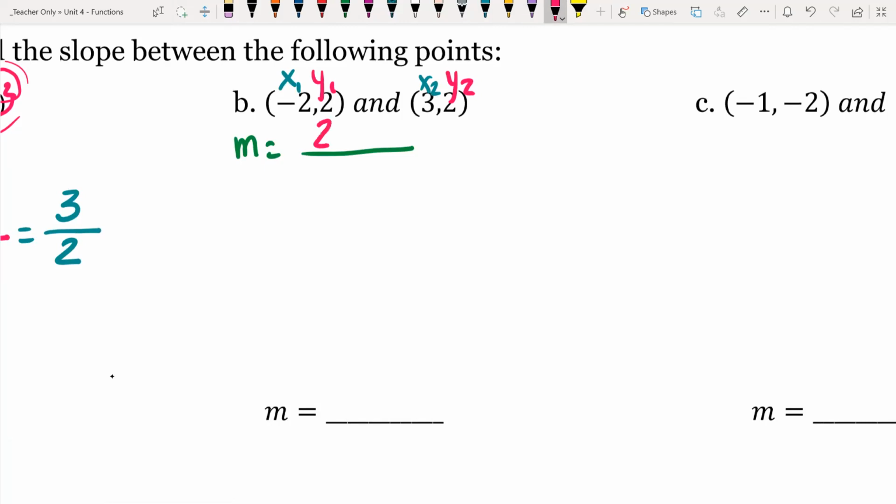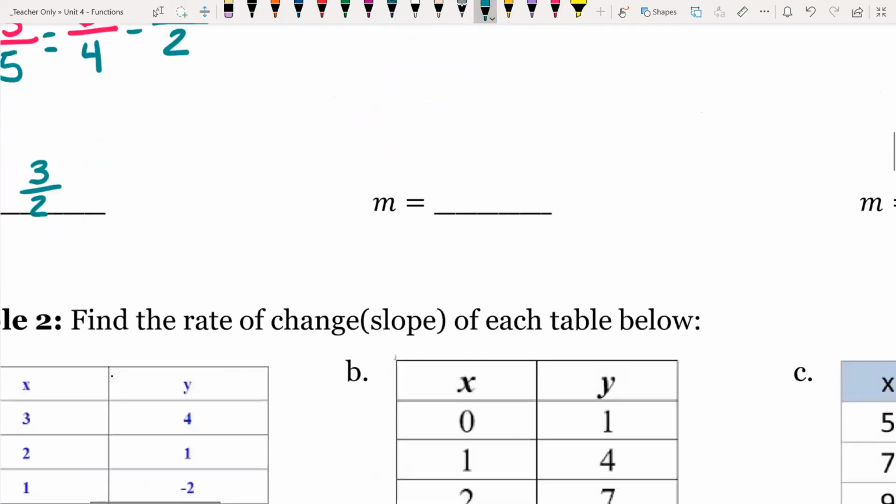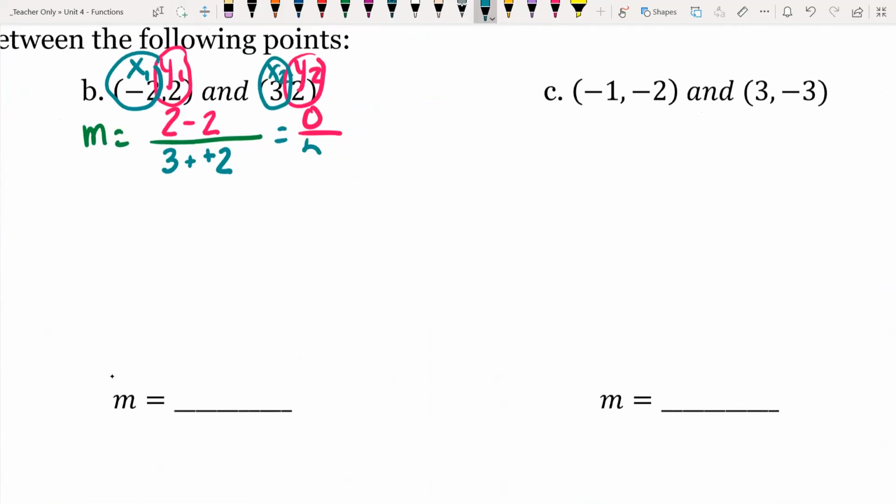So y2 is 2, so we did y2 minus y1, which is 2, and then our x2, which is 3, minus our x1, which is -2. Okay, so 2 minus 2 is 0, but then we have -3 minus -2. We have to do keep, change, change. So 3 plus 2 is going to give us 5. But 0 divided by anything is just 0. So then our slope is 0.